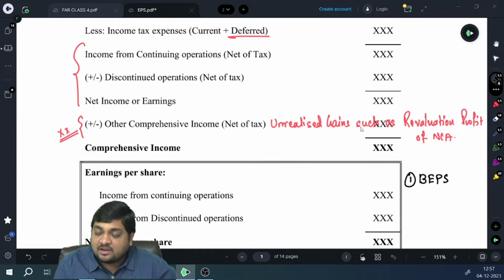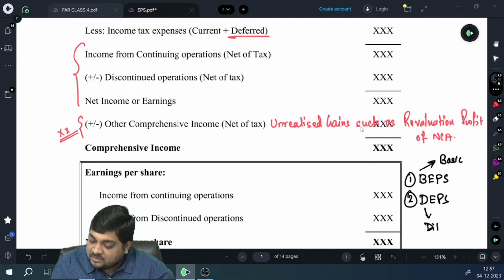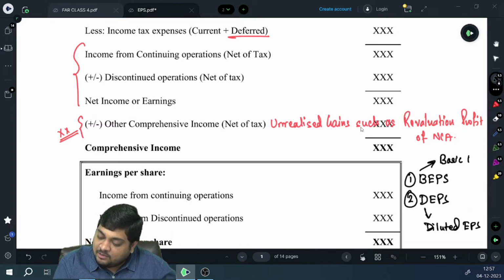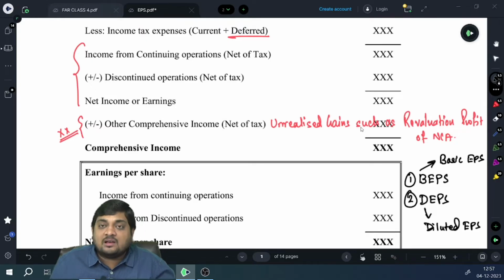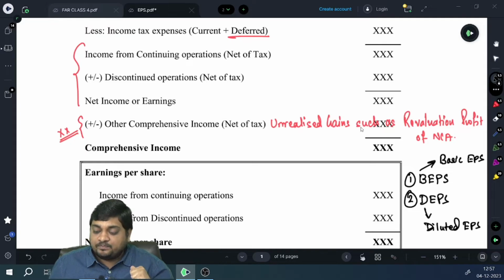This you have to calculate for every entity. And then we have diluted earning per share. This is basic earning per share. And then you have diluted earning per share. Now in this particular case, you need to see the effect of all the potential common stockholders, right? We will explain you in detail, right?